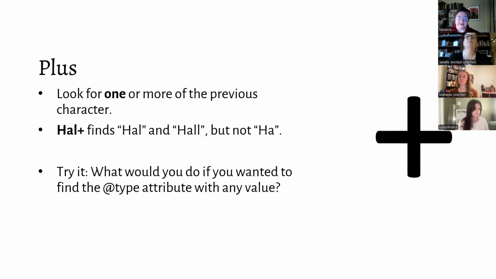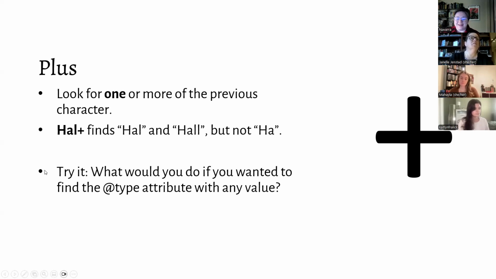Now, quite similar to the asterisk is the plus sign. This is when we know for sure that something will be there. We're just not sure of how many, or we want to match with any possibility. So there's at least one, but there might be more. If we take the same example but we're switching out our asterisk with a plus sign, we're still going to find Hal and Hall, but we're no longer going to find Ha because we're using plus and it says there must be at least one L in what we're searching for.